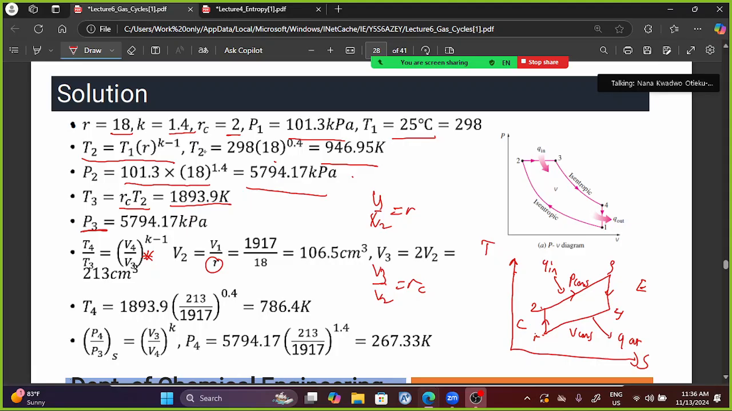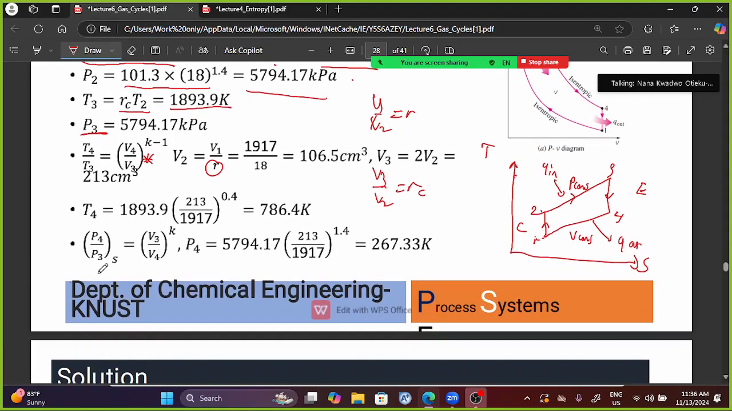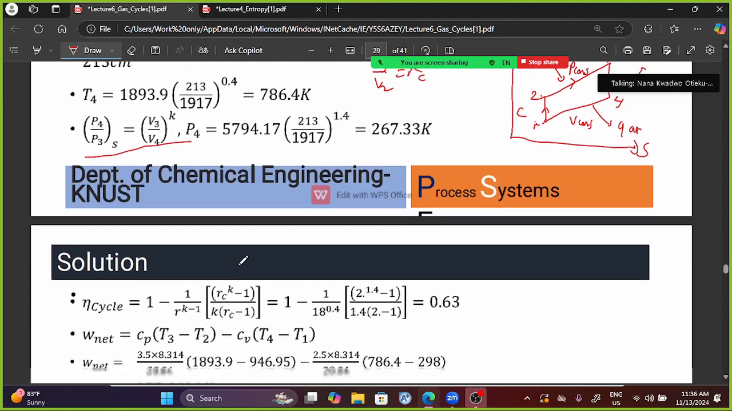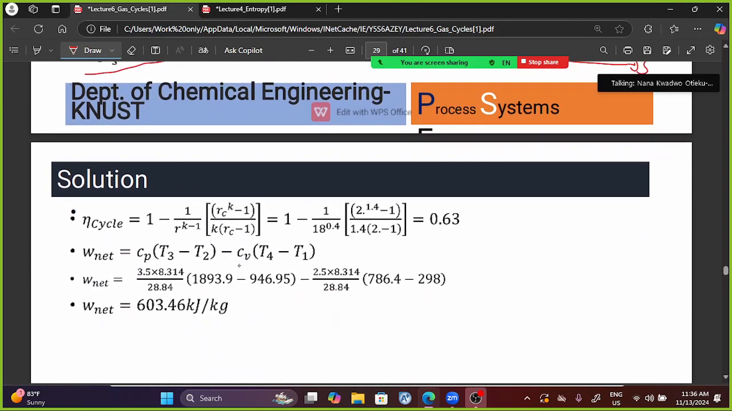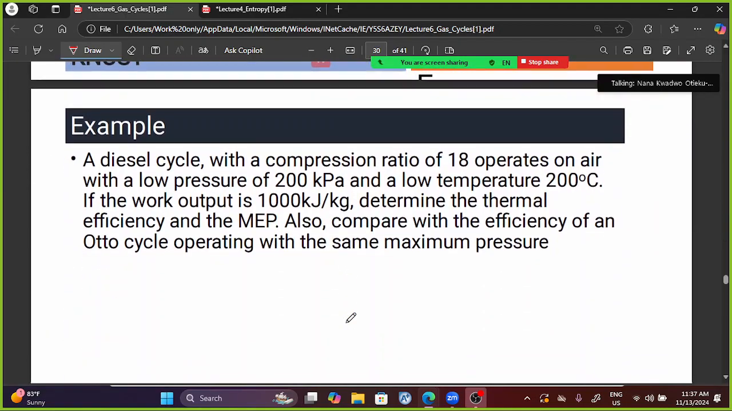So by doing this, we can find the temperature at all the locations, find the volumes at all the locations, and then equally find the pressures at all the locations. Especially when we know temperature and volume, we can easily find our pressures as well, or we can use these relations to find our pressures. Then we just put the values we've gotten into the expression to get the efficiency of the cycle. And then to get the net work, we once again already have all these values. We know our Cp, we know our Cv, we now know our T3, T2, T4, and T1, so we can find the net work, and that will be done.